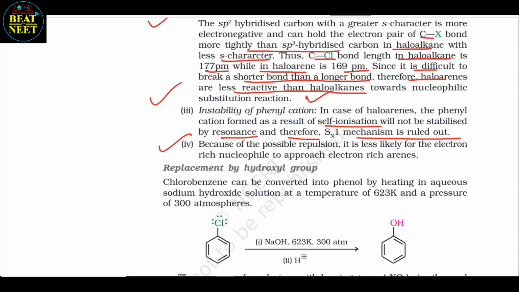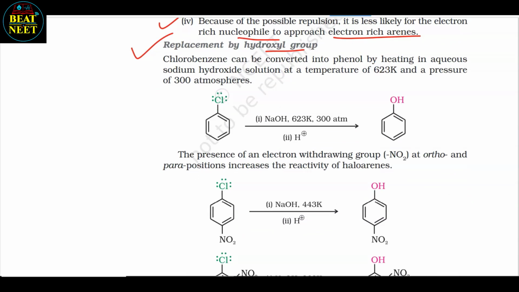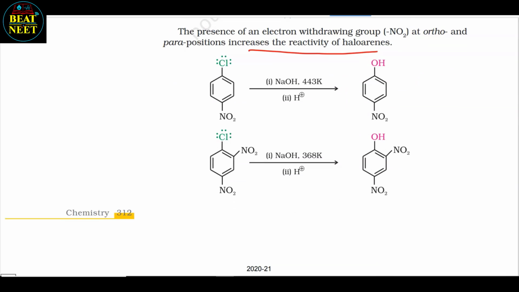Number 4, because of the possible repulsion, it is less likely for the electron-rich nucleophile to approach electron-rich arenes. Replacement of hydroxyl group: chlorobenzene can be converted into phenol by heating in aqueous sodium hydroxide solution at a temperature of 623 Kelvin and a pressure of 300 atmospheres. Here you can see this reaction. The presence of an electron withdrawing group NO2 at ortho and para positions increases the reactivity of haloarenes. Both reactions are here.